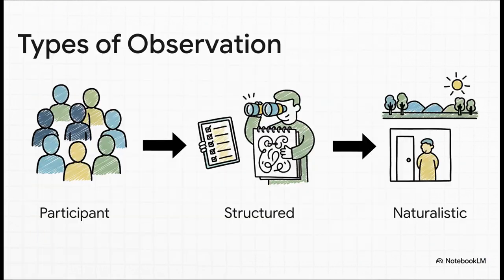Huge difference. And what's really cool is how flexible this method is. A researcher could actually become a participant and join a group to see it from the inside. Or they could stay detached as a non-participant. They could use a really structured checklist if they know exactly what to look for, or just keep it unstructured and open to surprises. And of course, you can do it in a controlled lab setting or out in the real world where things get messy.